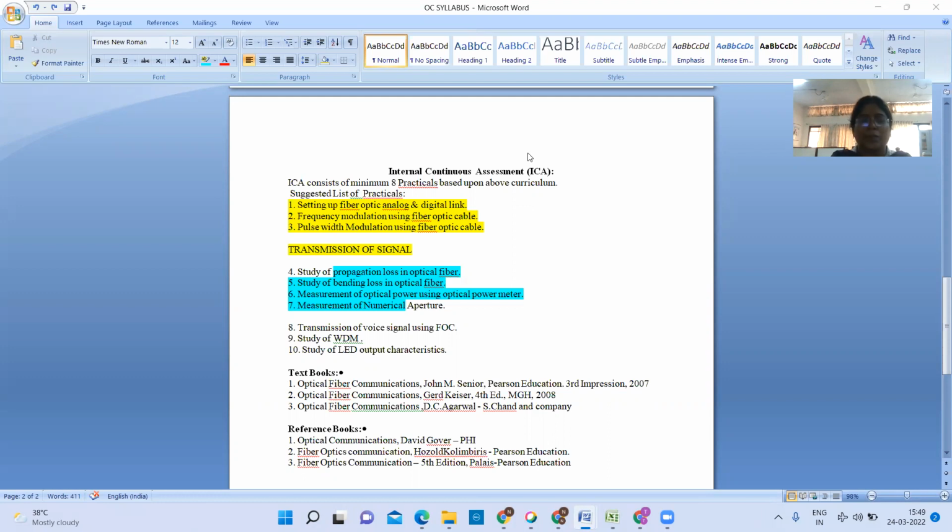Okay, so we saw the formula of NA. What is the formula of numerical aperture that we have seen yesterday? NA equals the square root of N1 square minus N2 square, that is, N1 square minus N2 square in brackets raised to 1/2. That is the formula of numerical aperture. Then here we are going to measure the numerical aperture practically. So we have some kit for that. So we will take optical fiber.